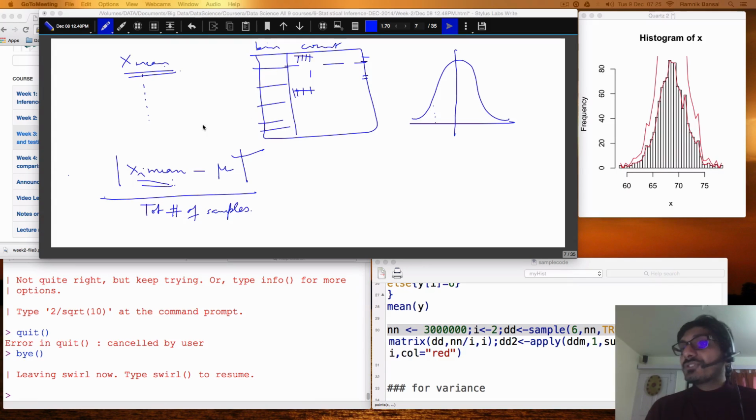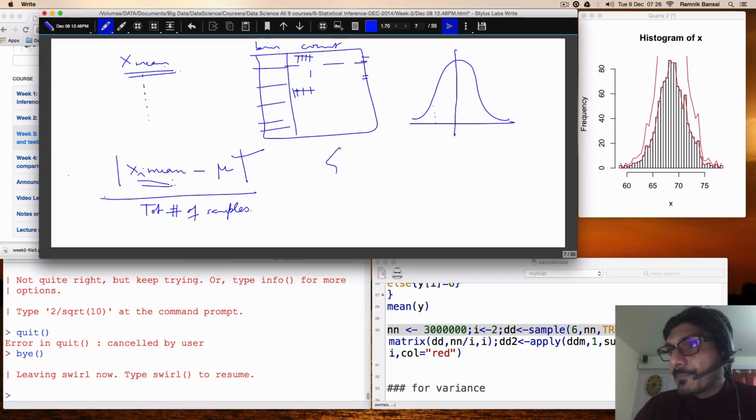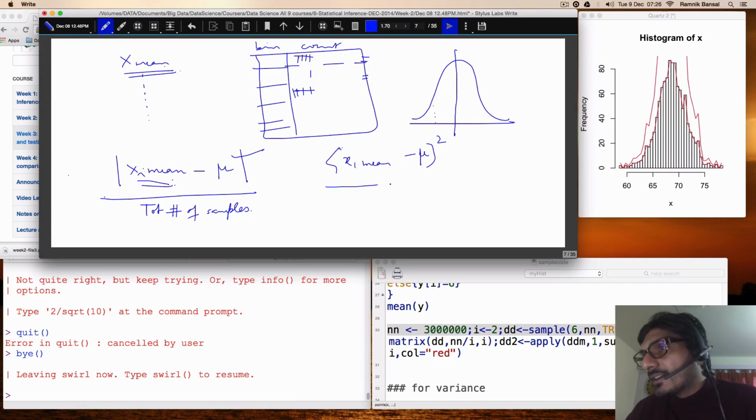So now, this is what I'm interested in. But normally, what I'll do, so this is not what I'll take, because the tradition has been, I don't know why, to take xi mean minus mu, the square, and then I divide it by the total number of samples. So that will give me the expected value, of that, that will give me the variance.